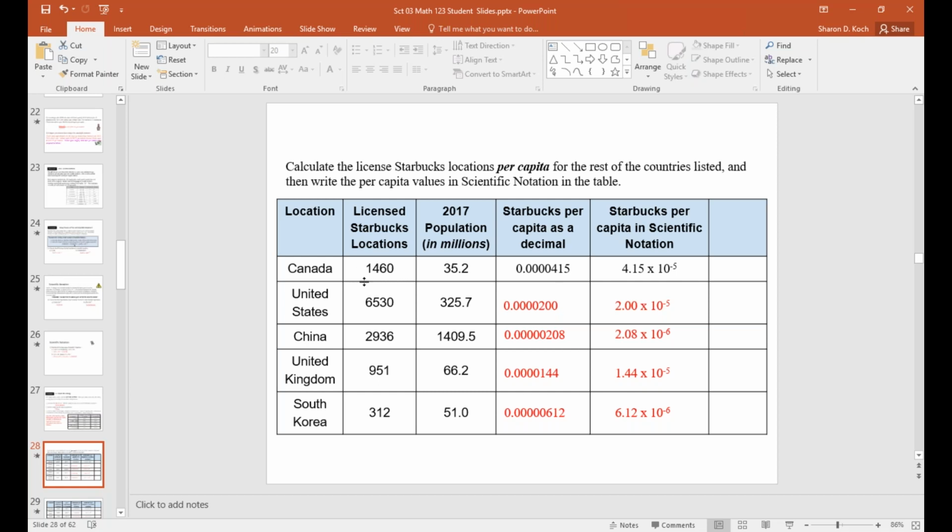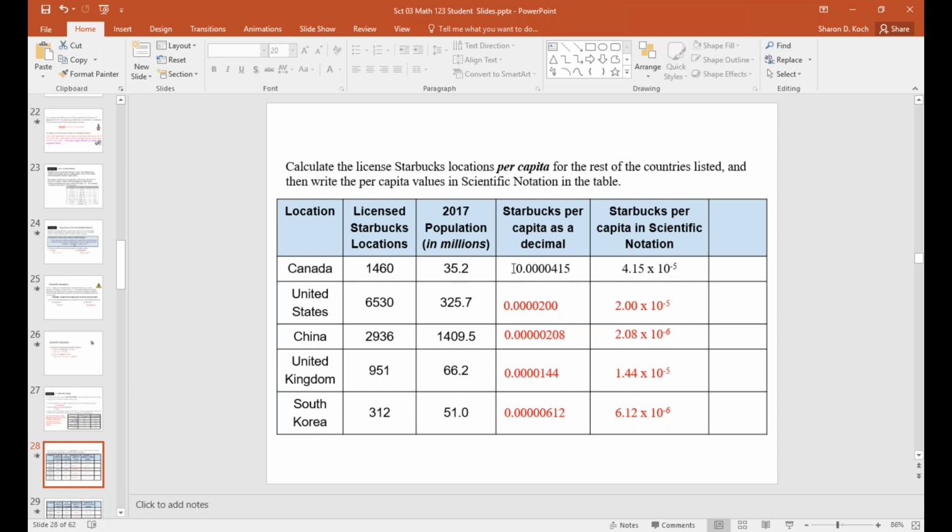Notice, here's Canada. We take the number of Starbucks locations, and I want to find the number per person. How many stores per person is that? Well, that means I'm going to divide by the population. This is a number in the thousands. This is a number in the millions. The units are different, so I'm going to have to use scientific notation here. I'm going to have to put the full version out there. In this case, take 1.46 times 10 to the third power, divide it by, and I can abbreviate this and say 35.2 times 10 to the sixth.